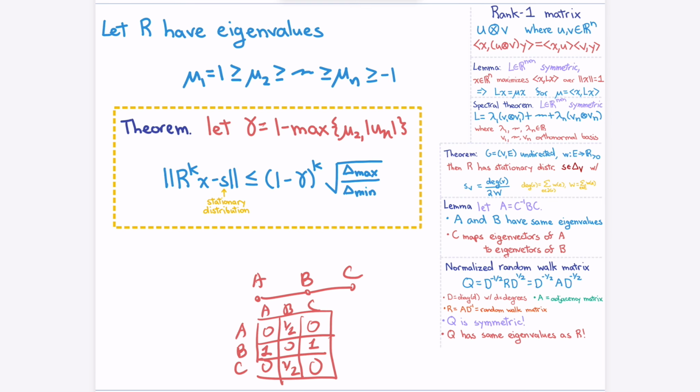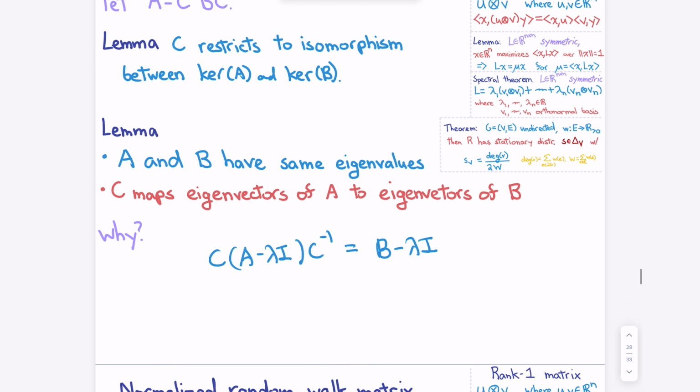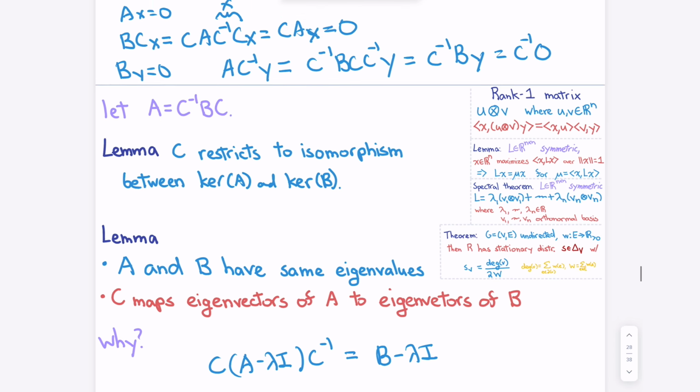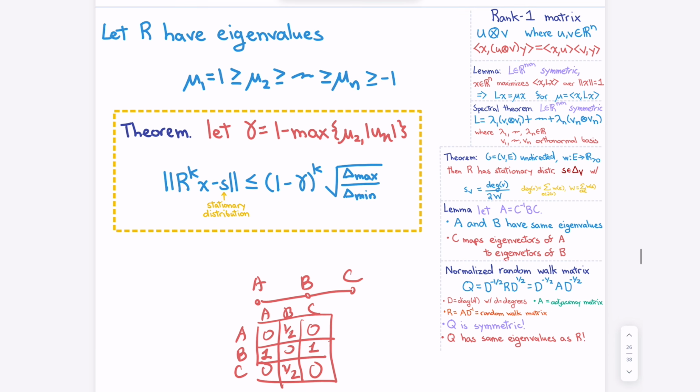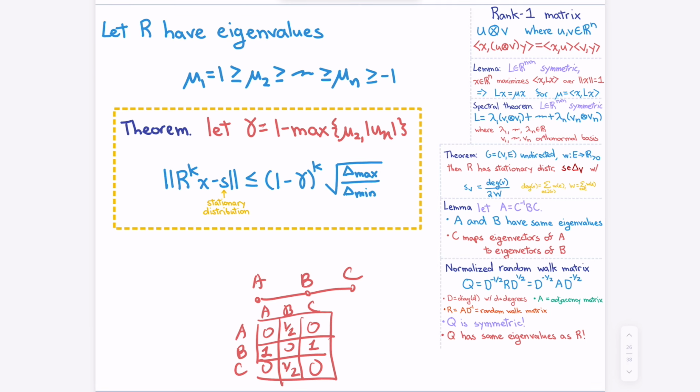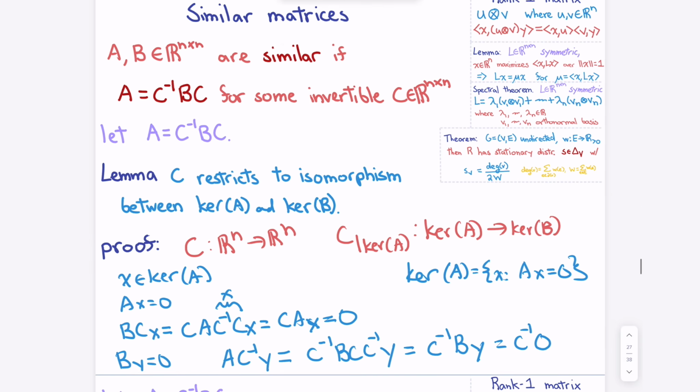Can anyone think of a condition where it is symmetric? If it's regular, if everyone had the same degree. Can do that for fun at home. Okay, so if a random walk is not symmetric, how are we going to apply the spectral theorem? Okay, we don't know.